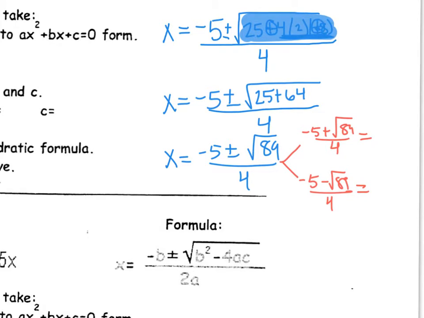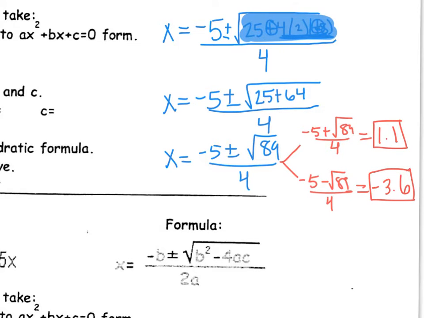If you did it right, you should get 1.1 for your first answer. The second one is negative 5 minus the square root of 89. Hit the equal sign, then divide by 4, equals negative 3.6. And that's my 2 answers.